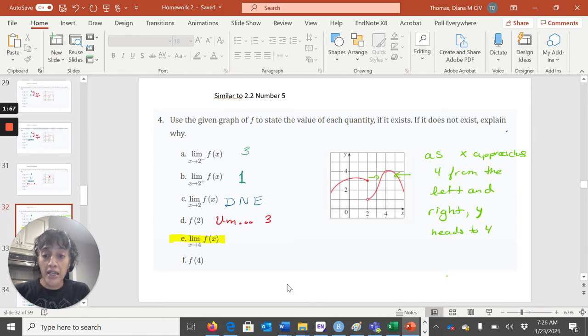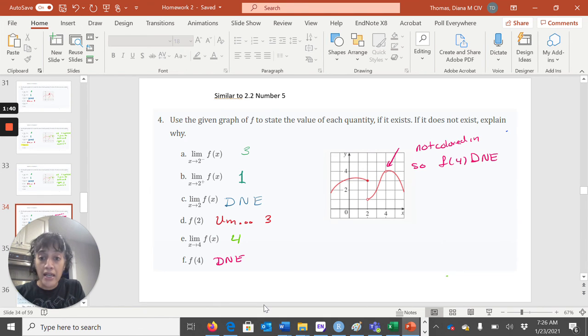The fourth, the E problem, what is here the left side and the right side, they didn't split it up into two pieces, but as I approach x from the left and the right, the y value is approaching 4. So the limit exists, and it's 4. But there's no colored in point at 4. It's just got a hole. So f at 4 doesn't have a value. It doesn't have a y value. So f at 4 does not exist.